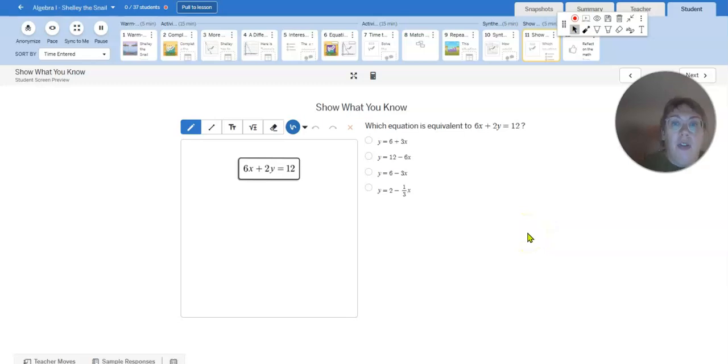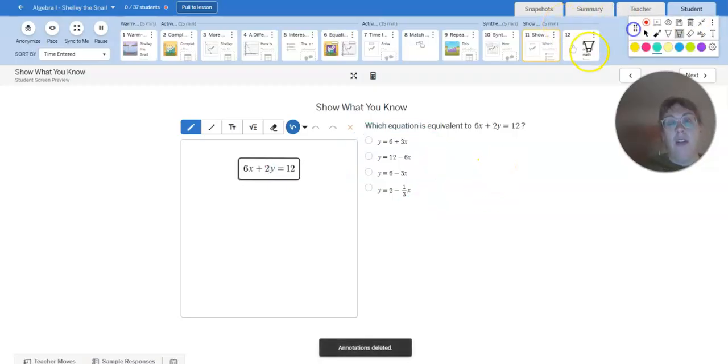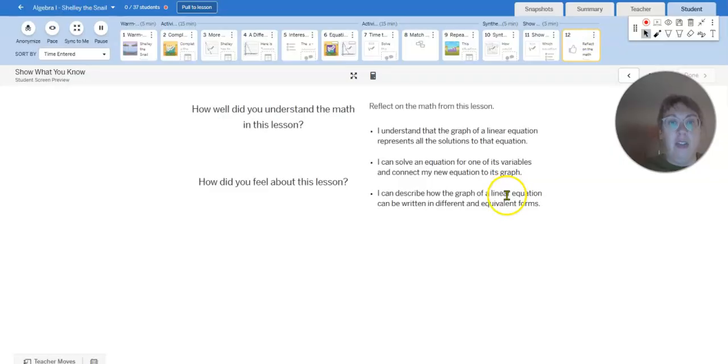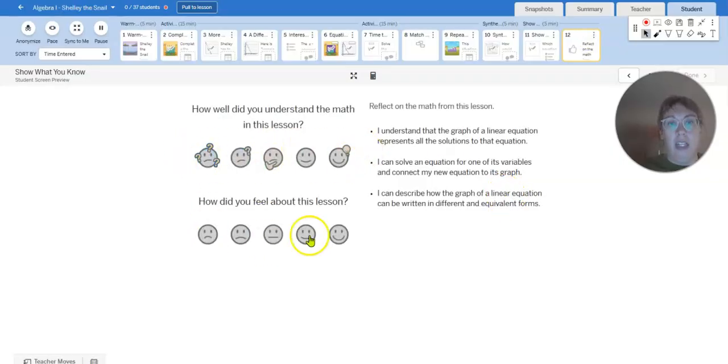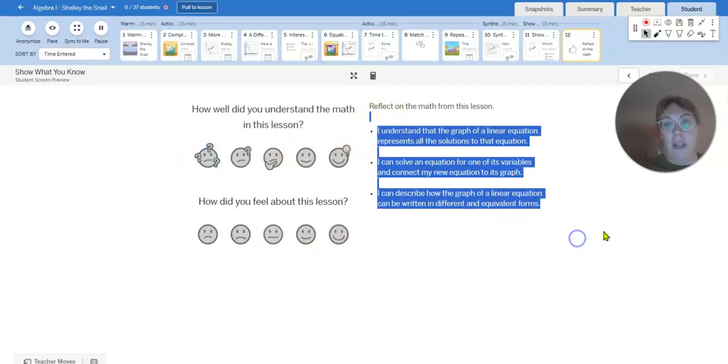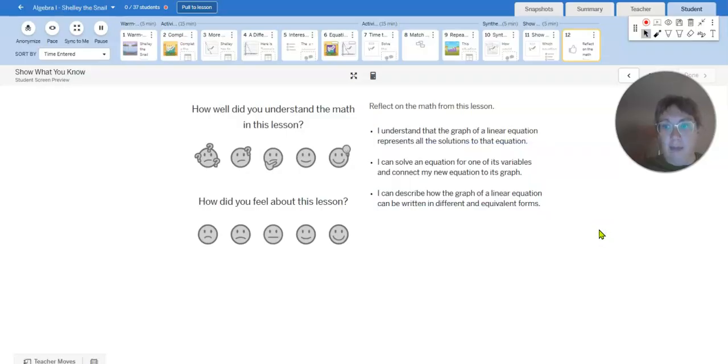Slide 11 says which equation is equivalent to 6x plus 2y equals 12. So I want you to solve this equation for y, and which of these do you get? Try that problem on your own. And then finally, slide 12 is how well did you understand the lesson? And here's the topics that we focused on in this lesson.